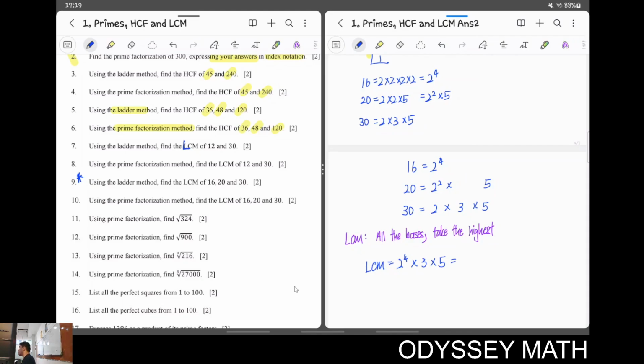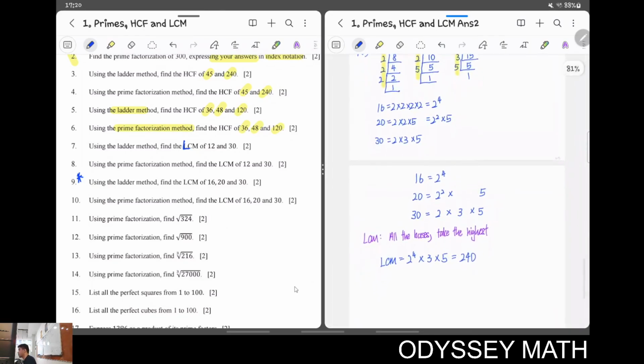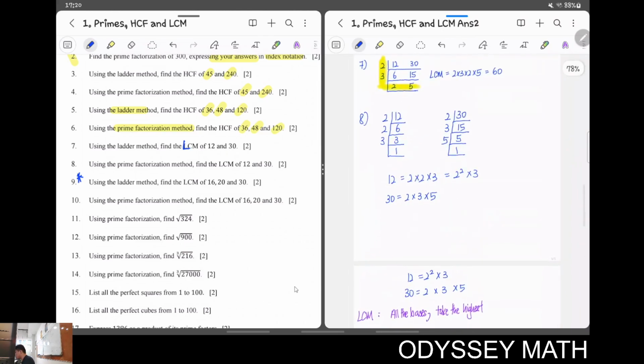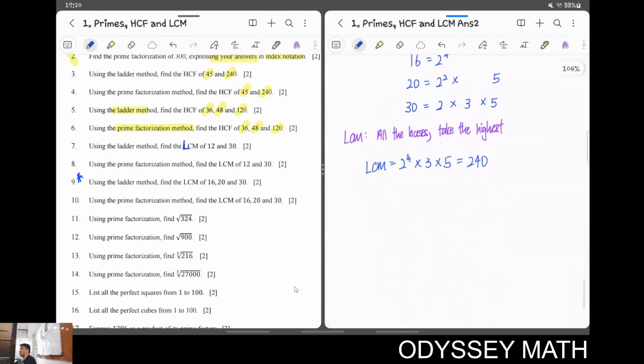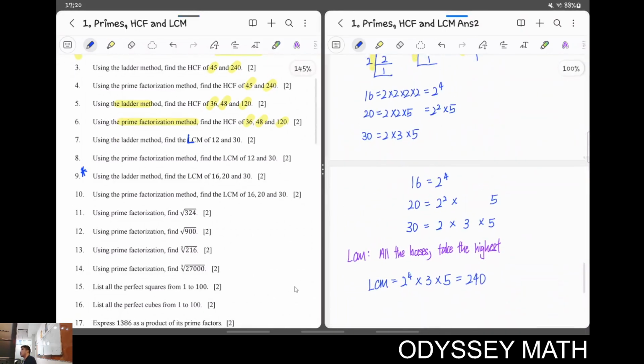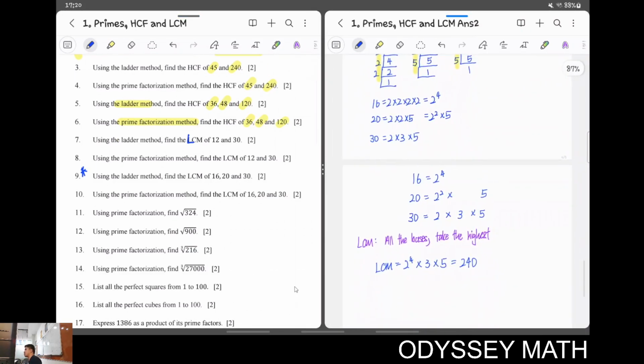Okay, so that would give us 240. So you can see that using the prime factorization method, we get the LCM to be 240 as well. Same as the answer for question number 9 over here, 240 and 240 here. Okay, so that's for question number 10 over here, using the prime factorization method to find the LCM.